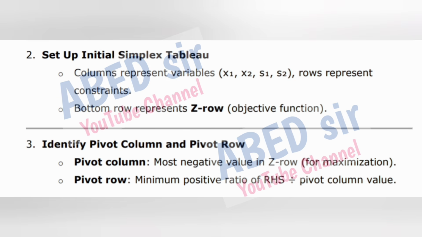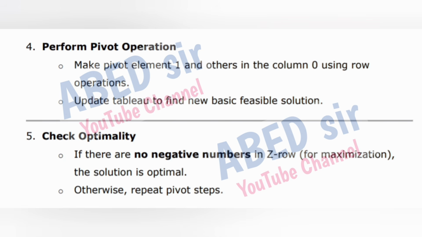2. Set up initial simplex tableau. Columns represent variables x1, x2, s1, s2, rows represent constraints. Bottom row represents z row, objective function. 3. Identify pivot column and pivot row. Pivot column: most negative value in z row, for maximization. Pivot row: minimum positive ratio of RHS divided by pivot column value. 4. Perform pivot operation. Make pivot element 1 and others in the column 0 using row operations. Update tableau to find new basic feasible solution.